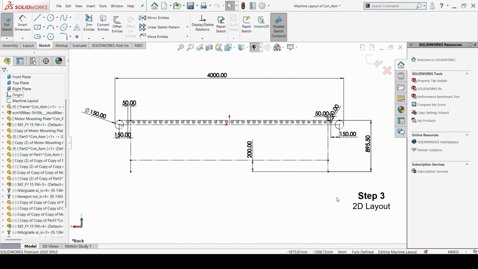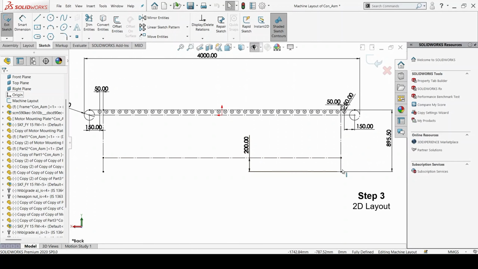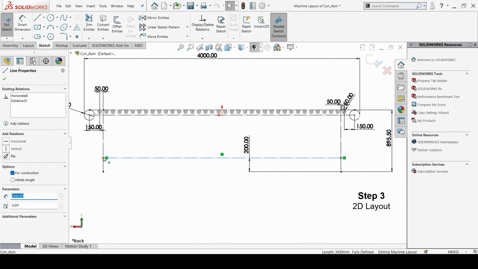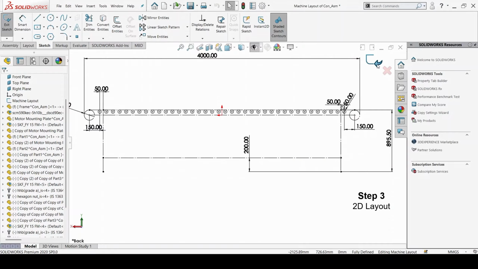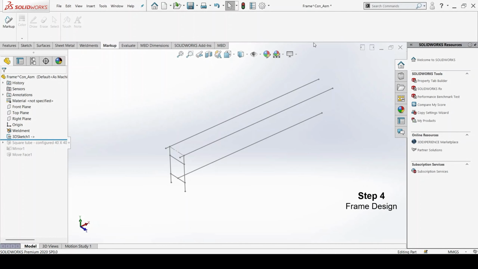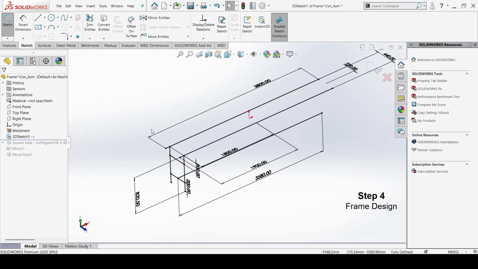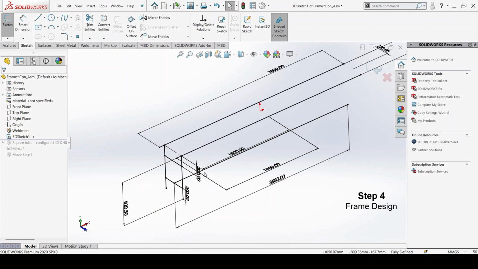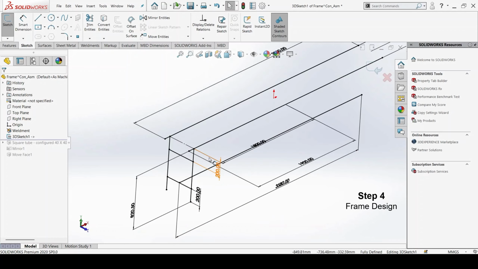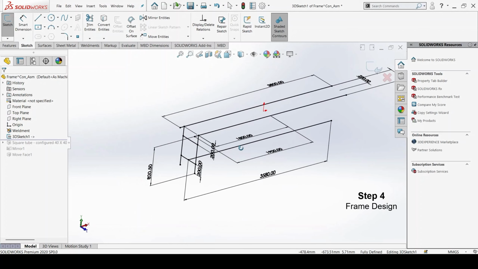And this is the 200 millimeter. At 200 mm I have placed this long member for support in the design that I will explain in the next step. So this is the frame design step of the conveyor design process. Here I have initially made the 3D sketch of the components of the frame that I will be placing.